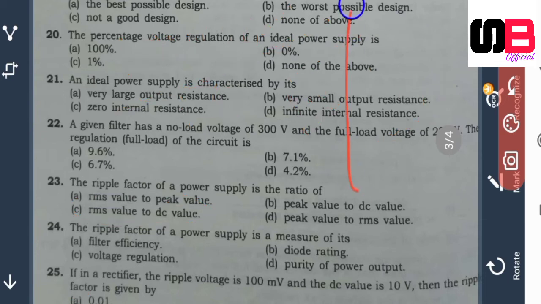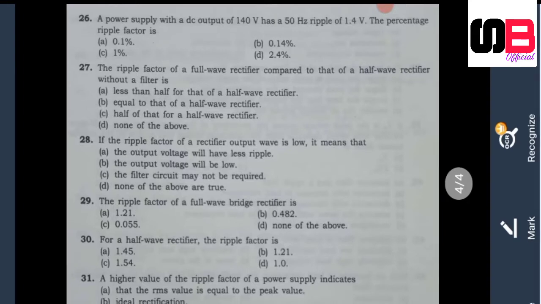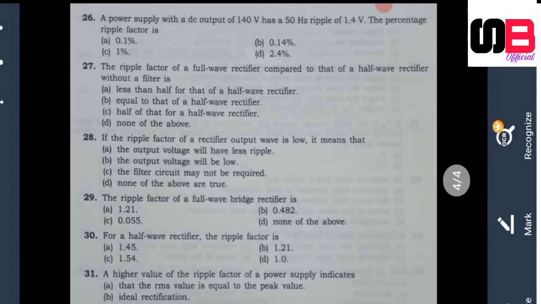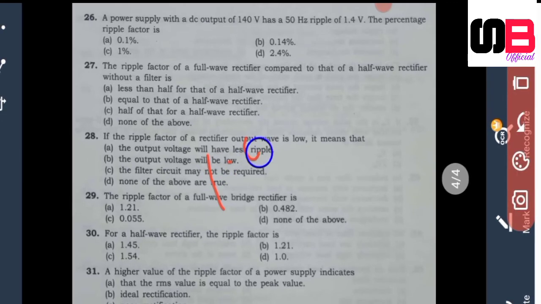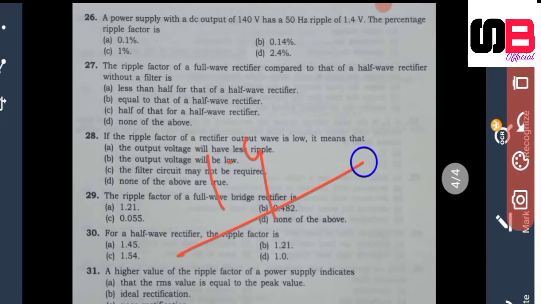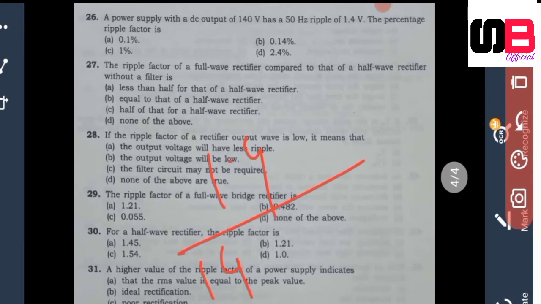Next one: a power supply with a DC output of 140 volt has a 50 Hz ripple of 1.4 volt. The percentage of ripple factor. Here the question is the percentage of ripple factor. So it is given that the ripple RMS voltage is 1.4 and the DC voltage is 140.